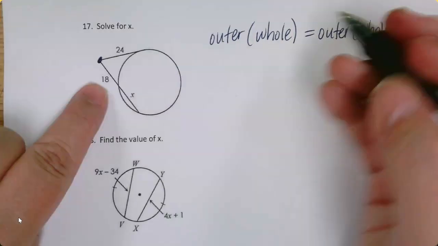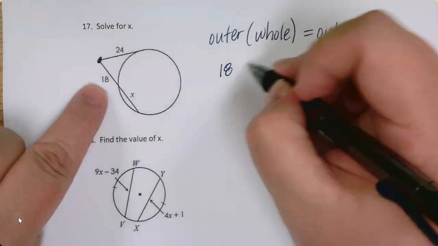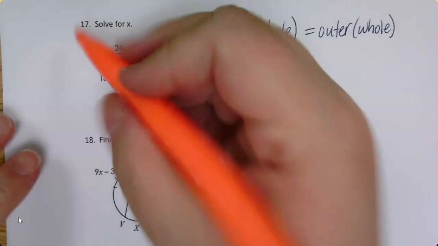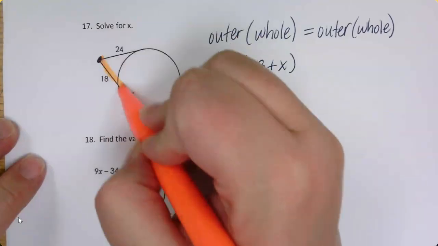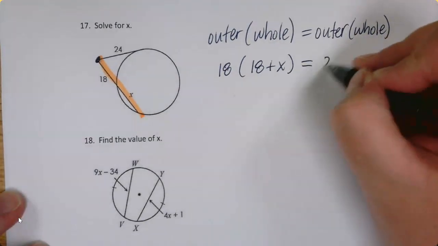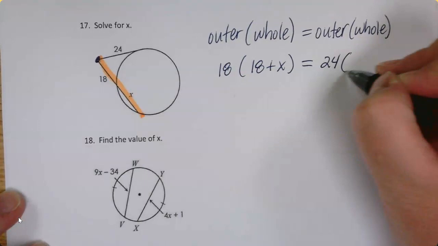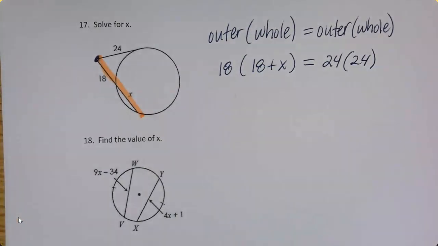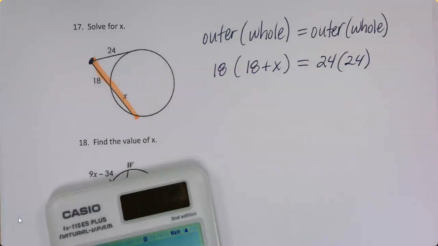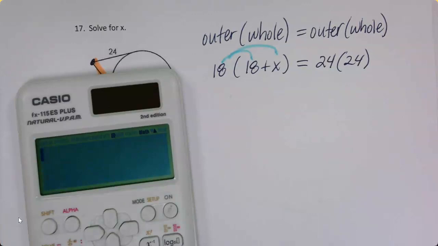So for instance here, the outer part is 18, the whole thing is 18 plus x. That's the whole thing from here to here. On the other one though, the outer part is the whole thing. 24 is the outer part and 24 is the whole thing. So it's kind of like 24 squared. It is 24 squared. So I'm going to need to distribute this 18. So I'm going to need to do 18 times 18, 18 squared.